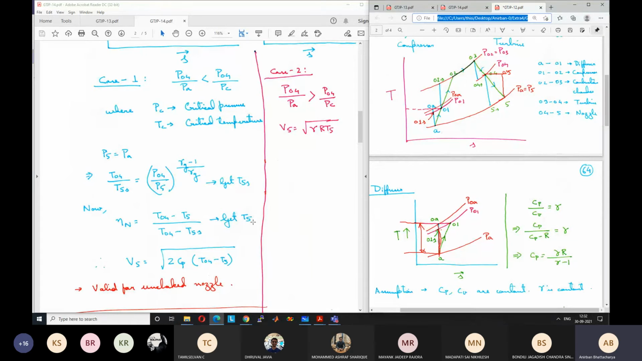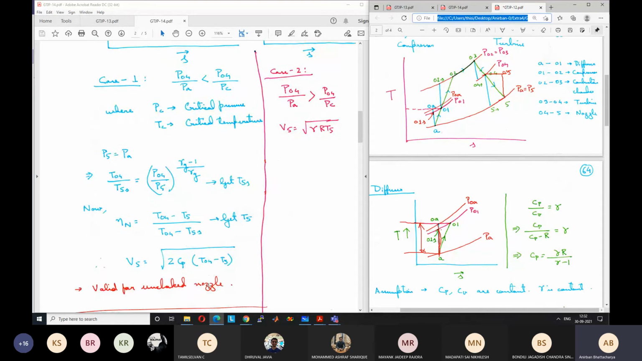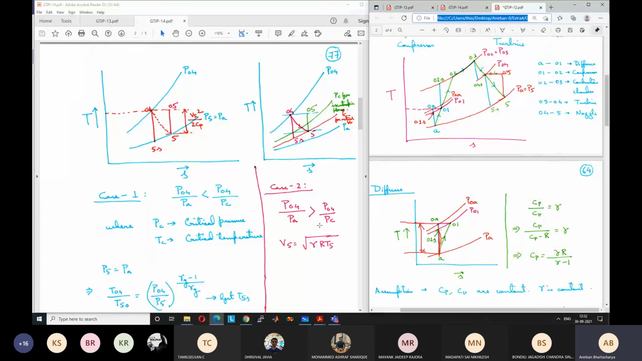And then once you know T5, we can get the exit velocity. So exit kinetic energy, half V5 square, is equal to change in enthalpy, which is Cp times T04 minus T5. Or V5 is equal to root over 2 Cp times T04 minus T5. This is valid for the unchoked nozzle. For the choked condition, P04 by PA is greater than P04 by PC, which means that PA is less than PC. Ambient pressure is less than the choke pressure. So the actual pressure at the exit will be equal to PC, not PA. And then there will be a jump outside, as we have already discussed.